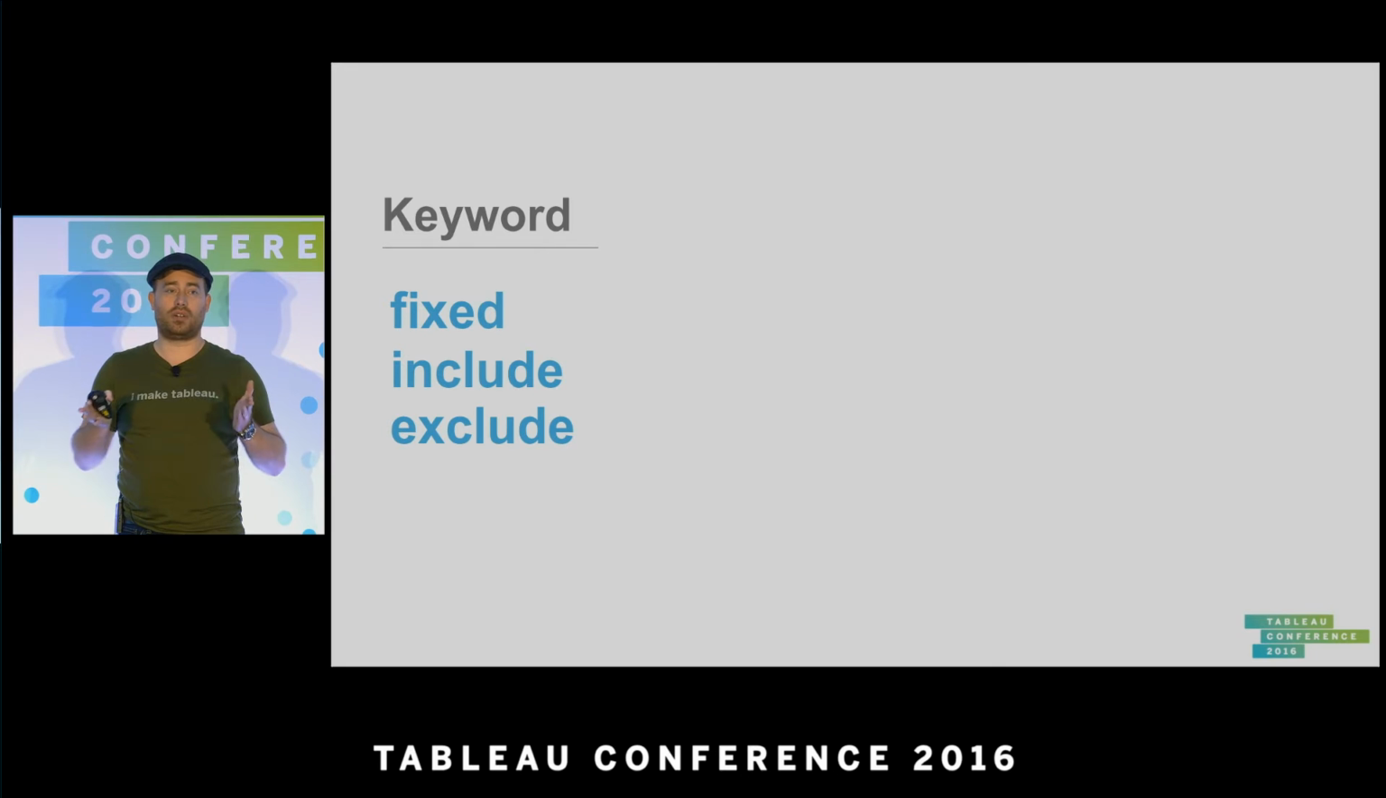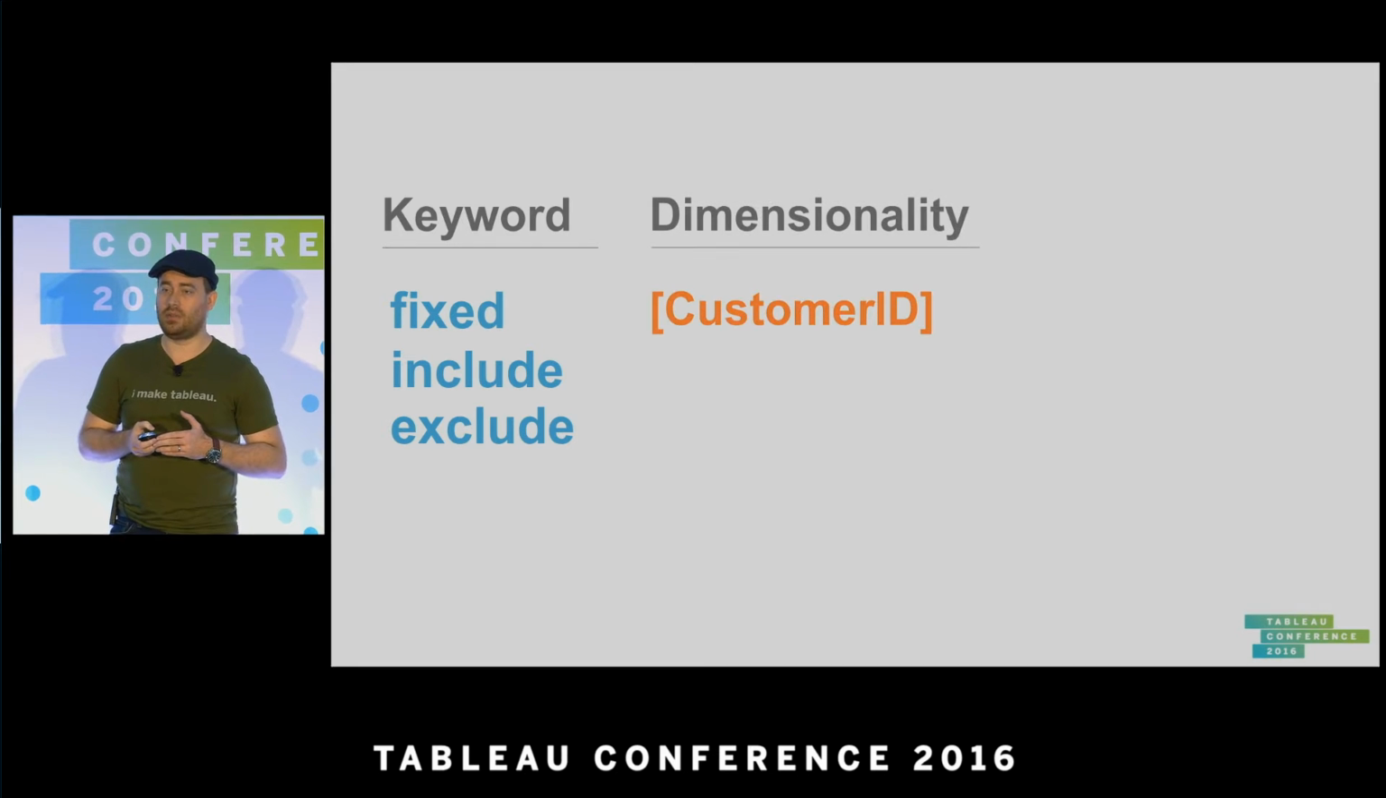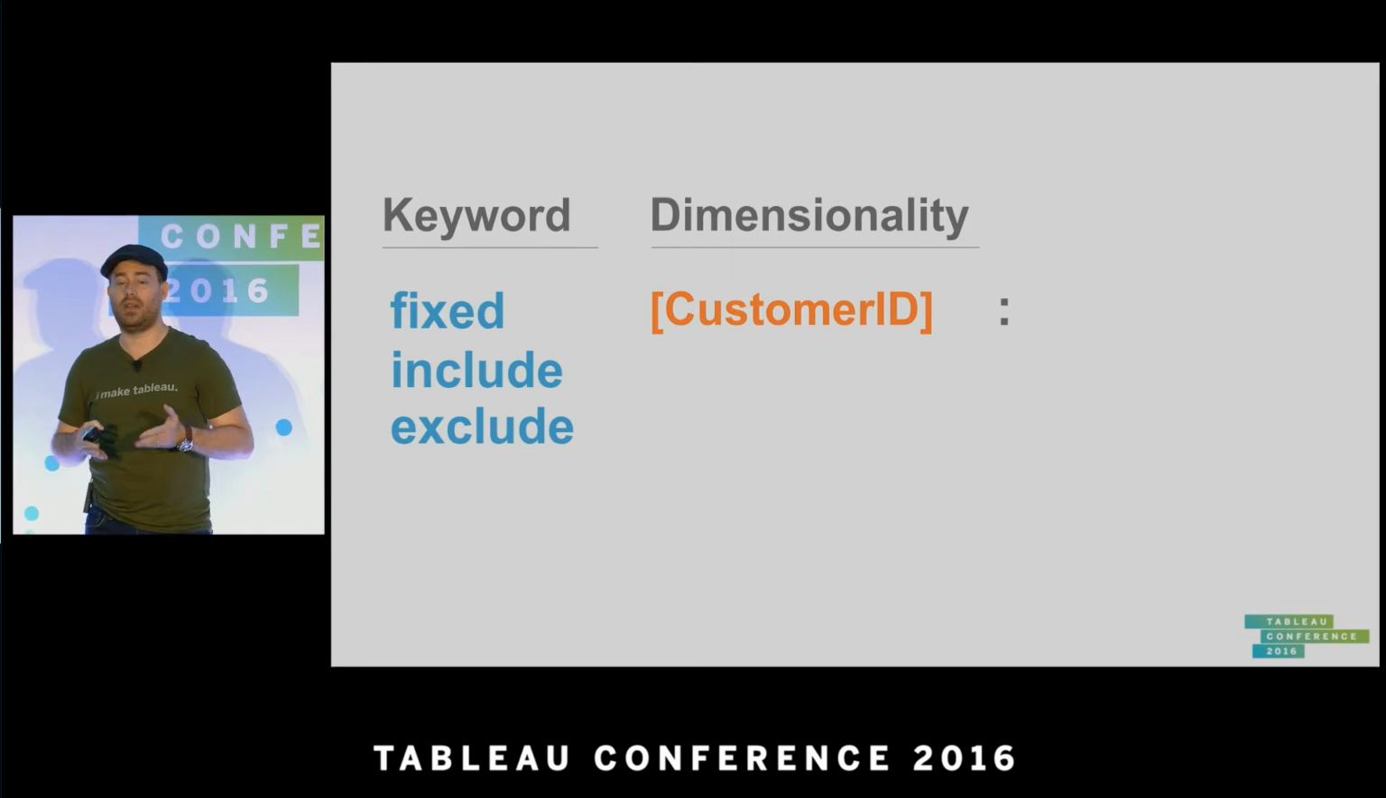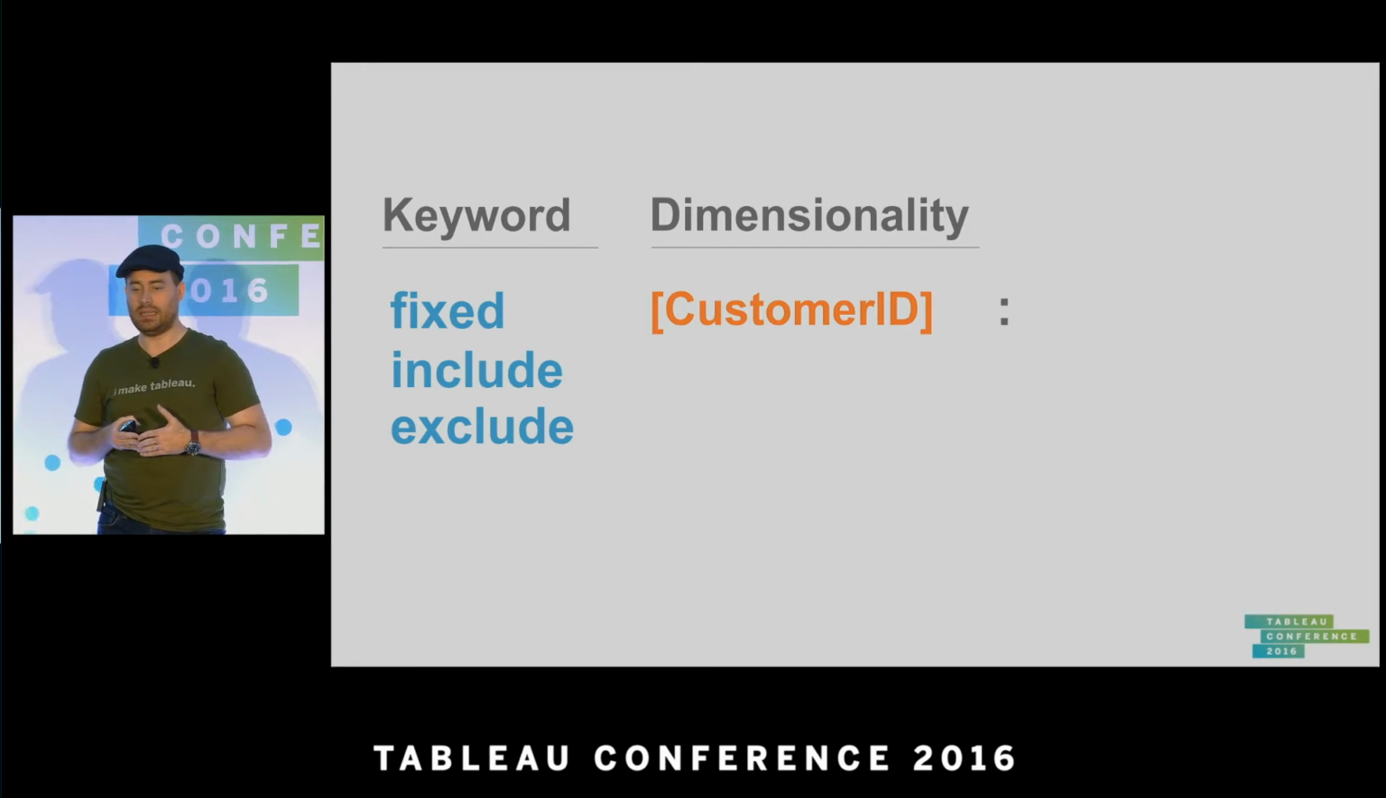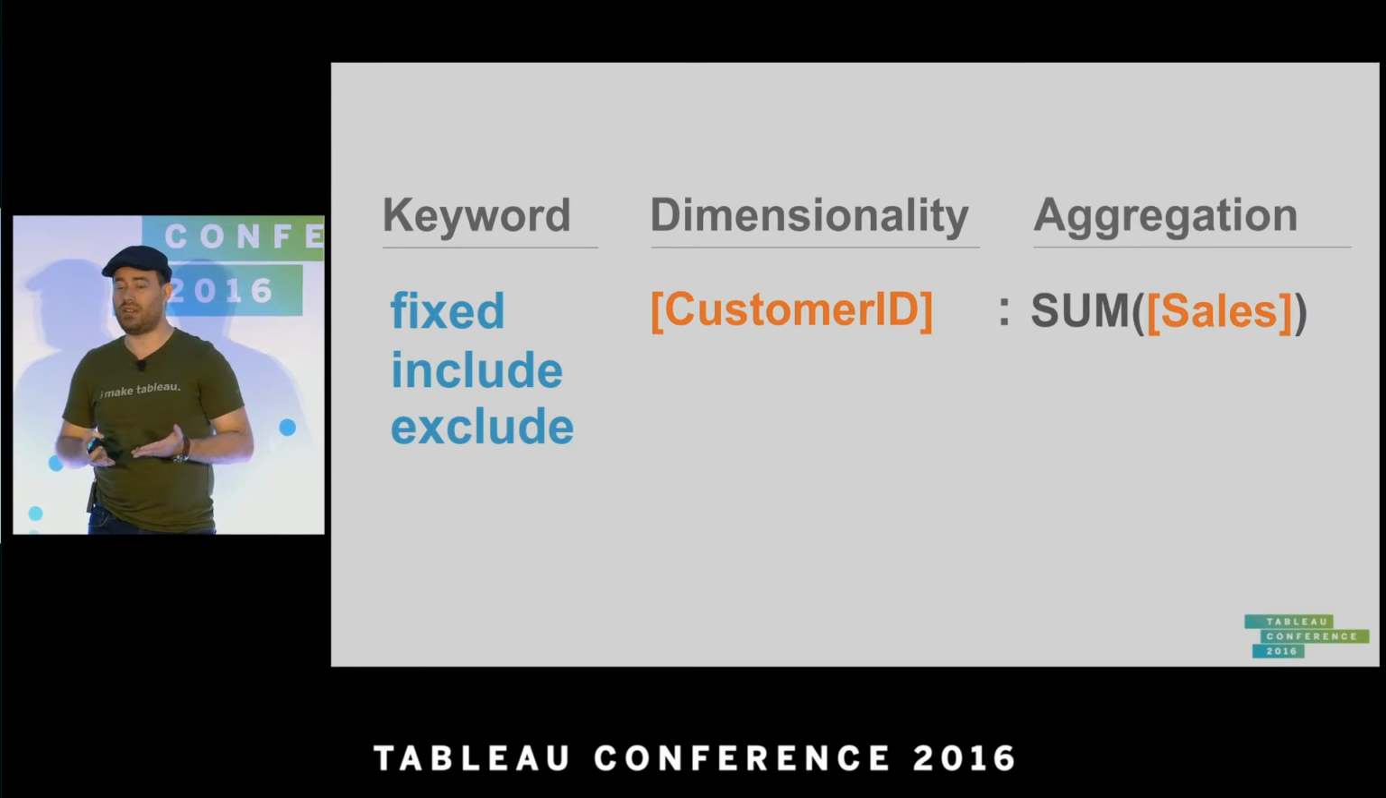But let's look at the structure of an LOD expression. An LOD expression has 3 parts. The first one is the keyword. Then we have dimensionality, which is where you specify at what level something should be aggregated. Then you add a colon. And after the colon, you add what we call the aggregate expression, which is the type of aggregation that you want to apply given the dimensionality. In this case, this will give us sum of sales per customer ID.